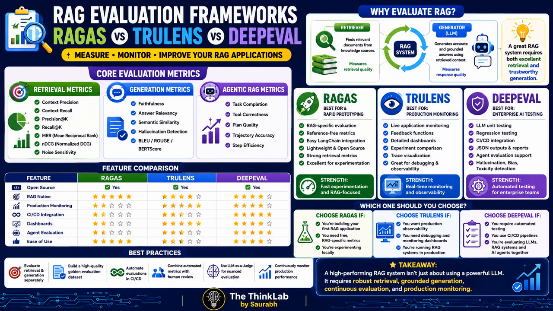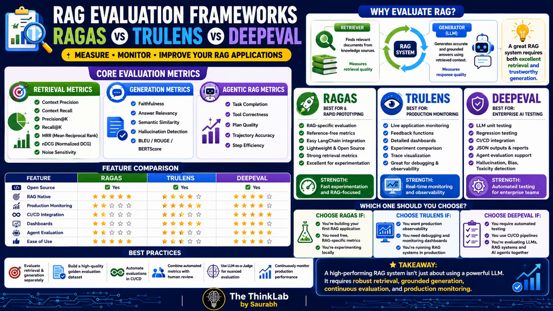So let's get started. First, the question is: what is RAG? Before discussing the evaluation part, let's quickly understand what RAG is. RAG stands for Retrieval Augmented Generation. Instead of relying only on the LLM's internal knowledge, a RAG system first retrieves the relevant documents from the knowledge base and then uses those documents to generate an answer. Typically a RAG pipeline has two major components.